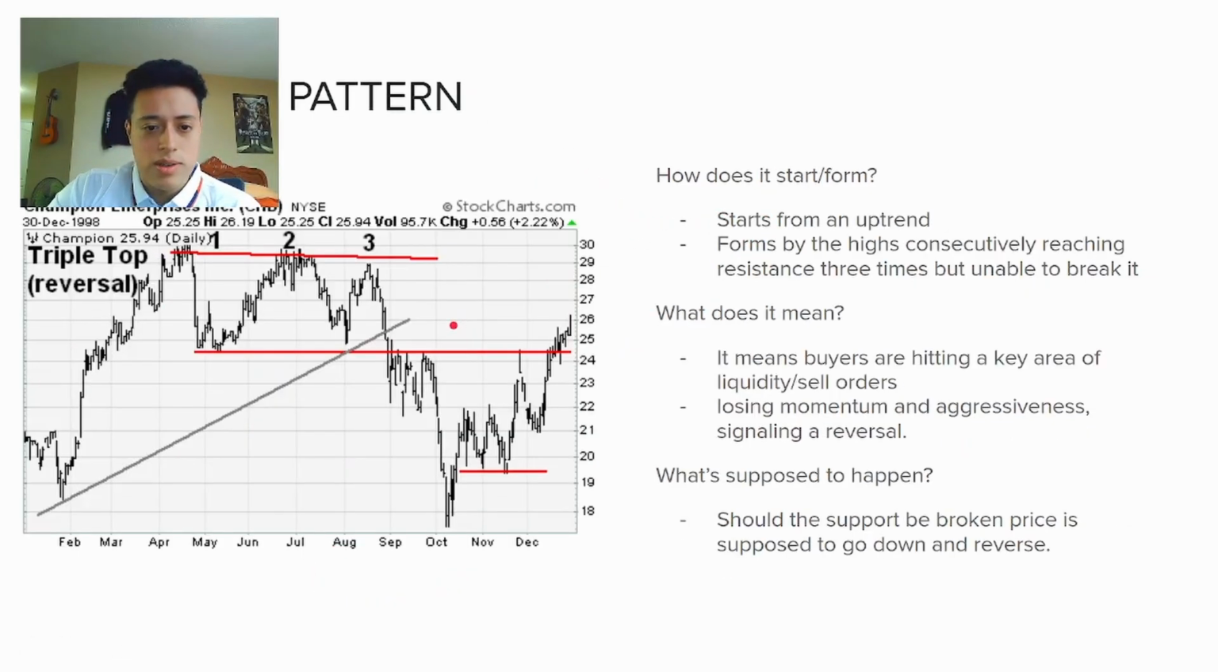So yeah, anyways, this is a triple top pattern. Essentially, a head and shoulders just without the head. It's just three shoulders, I guess. It starts from an uptrend and it forms by price hitting the resistance line three times consecutively. Should price break through the support line, that's where it's gonna go. Essentially it means buyers are hitting a key area of liquidity and sell orders, and it's losing momentum and aggressiveness, signaling a reversal. Should the support be broken, that's where price is gonna go. But I guess it could technically be the other way. If it breaks up here, then that's where price is gonna go.